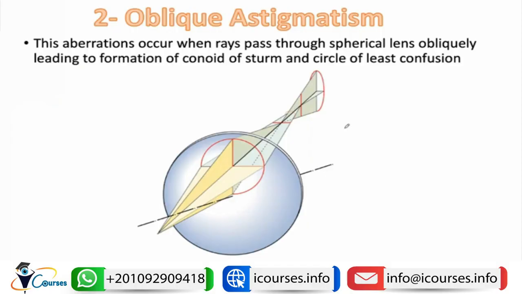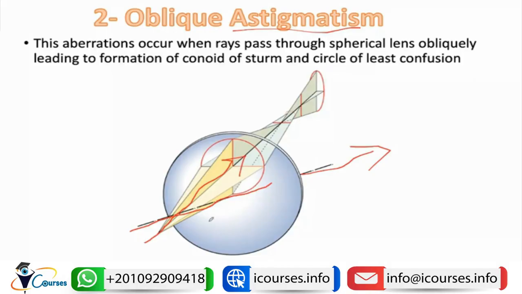Another type of peripheral aberration is called oblique astigmatism. What is meant by oblique astigmatism? Oblique astigmatism is a kind of aberration that occurs when light rays enter through the periphery of the lens obliquely. Here, the central light rays enter through the center of the spherical lens. But what happens if peripheral light rays enter through the lens obliquely?